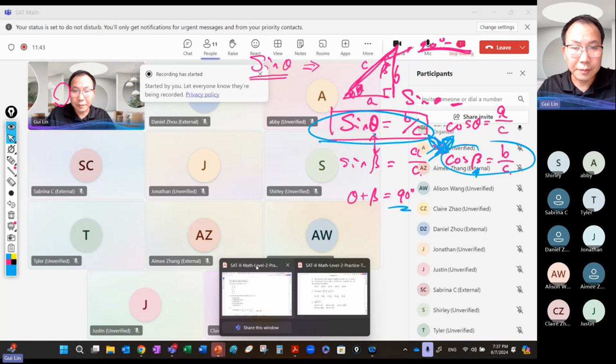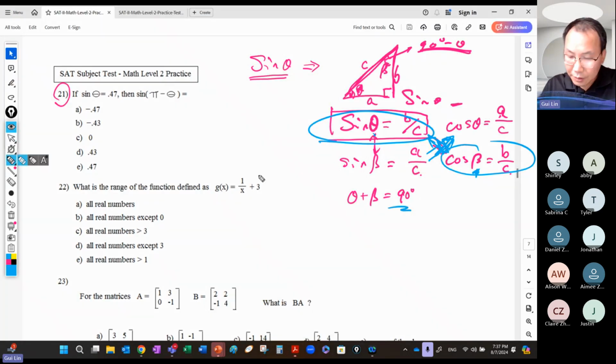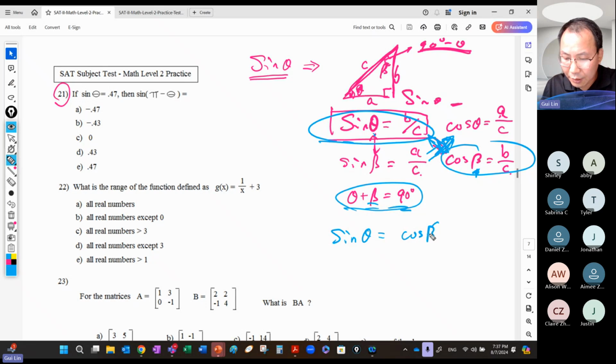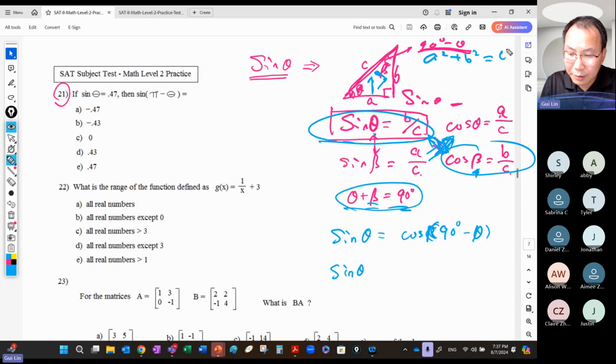Okay, so go back here. So you can see this part also has a relationship between the two. So sine theta equals cosine beta. Right now for beta, we use the translation here: cosine of 90 degrees minus theta, right? So for sine theta, we know this kind of relationship between A, B, C. We use a lot of relations between A, B, C. A squared plus B squared equals C squared, right?